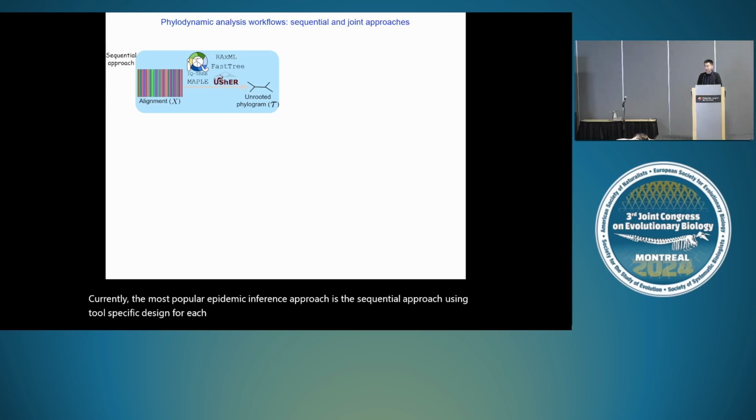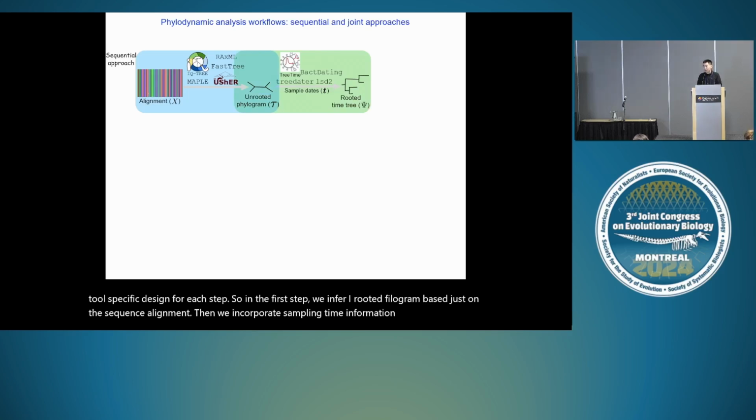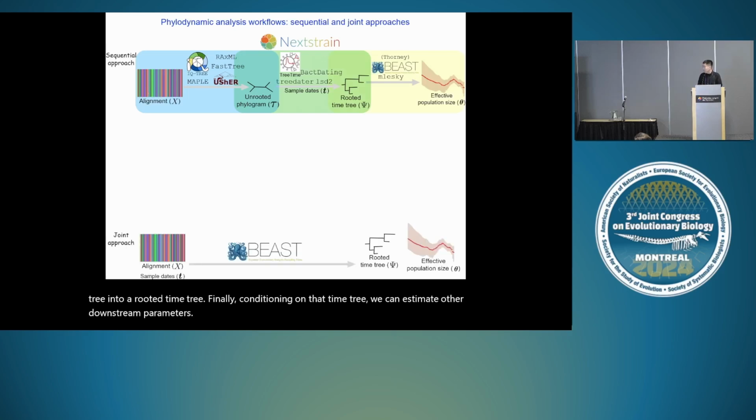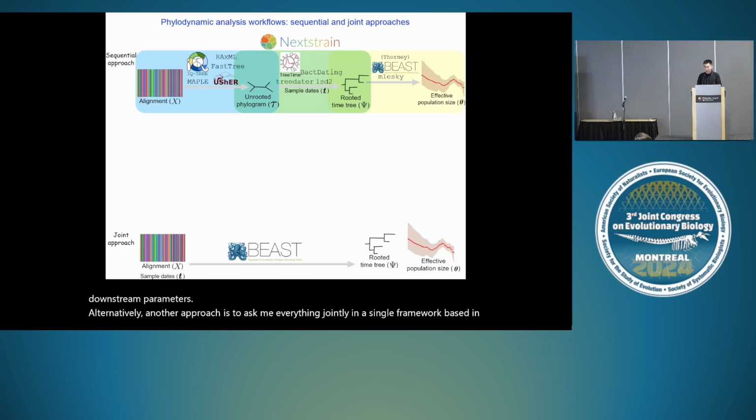In the first step, we infer an unrooted phylogram based just on the sequence alignment. Then we incorporate additional sampling time information to convert the unrooted tree into a rooted time tree. Finally, conditioning on that time tree, we can estimate other downstream parameters. Alternatively, another approach is to estimate everything jointly in a single Bayesian framework, using all available data.